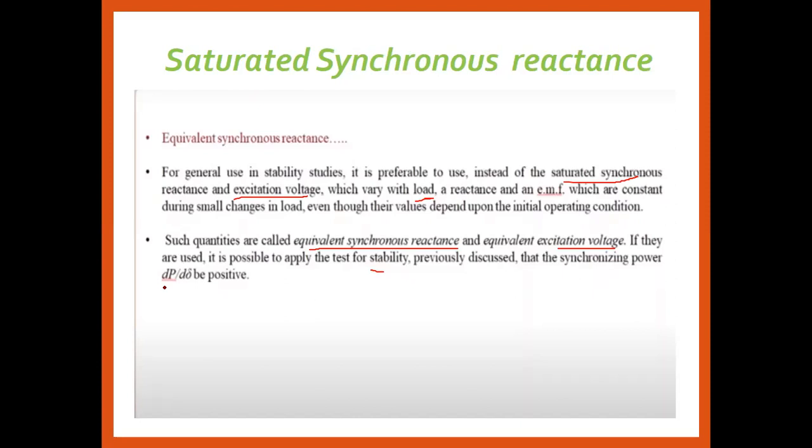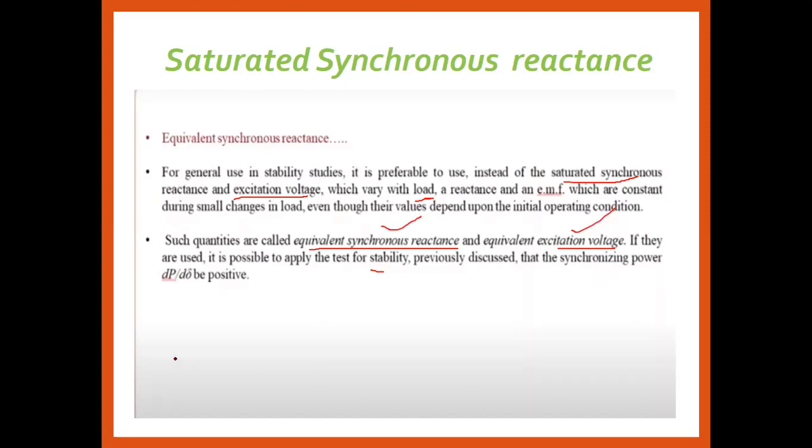Okay, so what is the equivalent synchronous reactance? It is nothing but the quantity used in place of the saturated synchronous reactance, which generally varies with the load. The excitation voltage and the synchronous reactance are generally constant for small changes, but their values depend upon the initial operating condition.